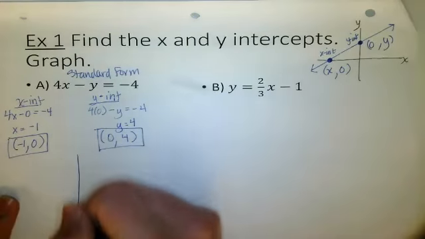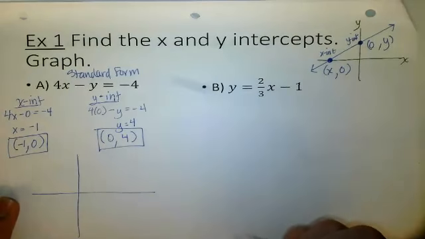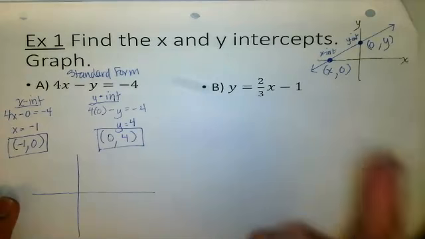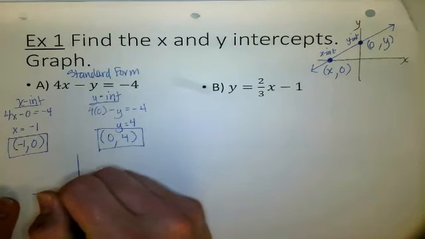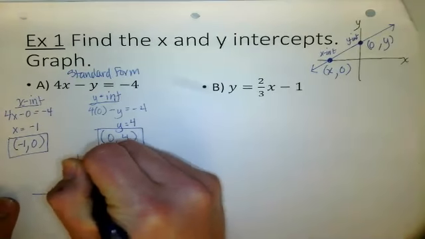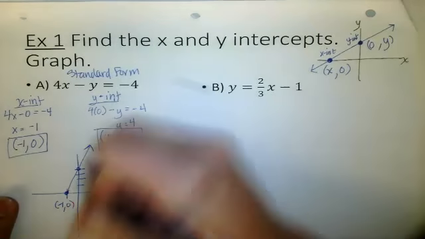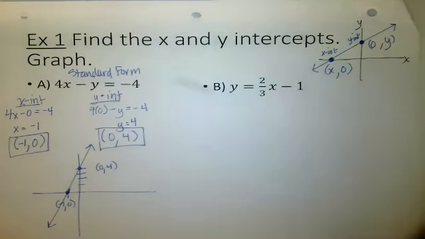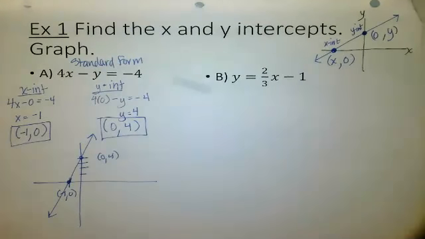To graph the line, how many points determine a line? 2 points determine every single line. So we have 2 points, and you can plot those: negative 1, 0 and 0, 4, then connect them with a straight line, and you've graphed your line. Graphing in standard form is very easy once you find the intercepts.